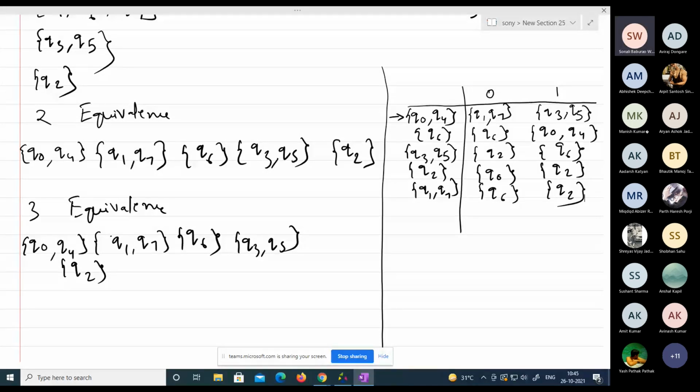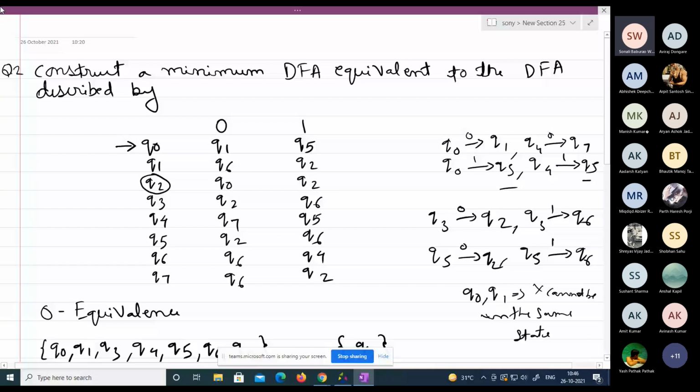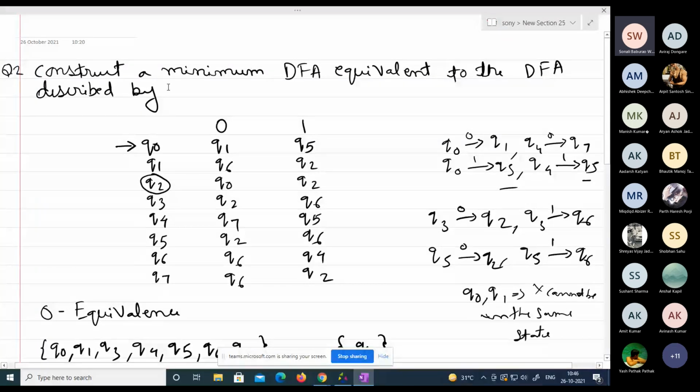Okay, so this is your minimized DFA. And this is your second question for tutorial number 5. Just write this down. Take down the question, at least take a screenshot or a picture. Your second question for tutorial number 5 is: construct a minimum DFA equivalent to the DFA described by this state transition table. So all of you took a picture of this.